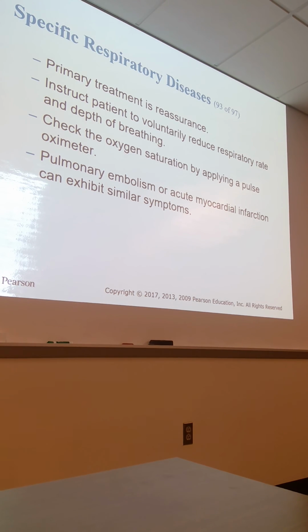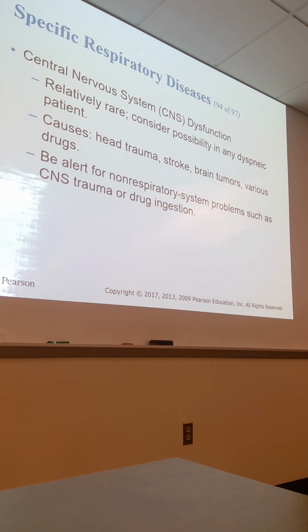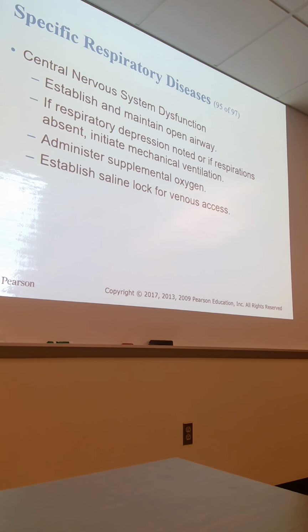Once again, beware of secondary things. Pulmonary embolus and MI can cause hyperventilation due to hypoxia, and use your pulse ox to sort that out. CNS dysfunction, strokes, anything that affects the medulla can affect the respiratory centers. So if your brain's not telling your body to breathe right, it's not going to breathe right. So just be aware that tumors, drugs, head trauma, strokes can do that.